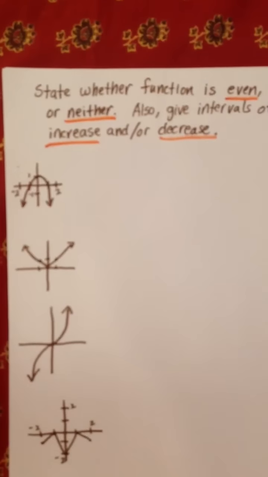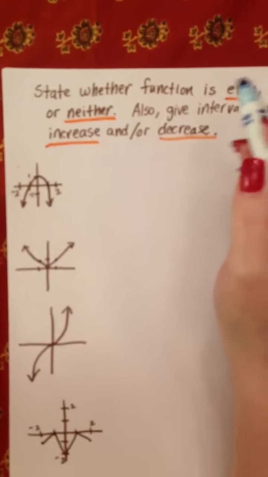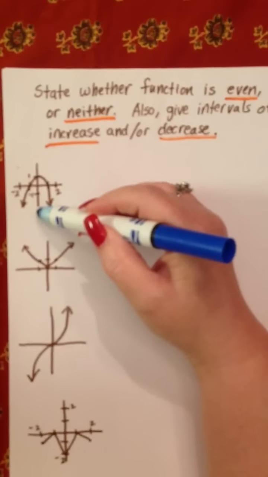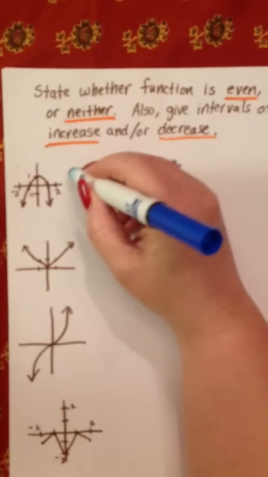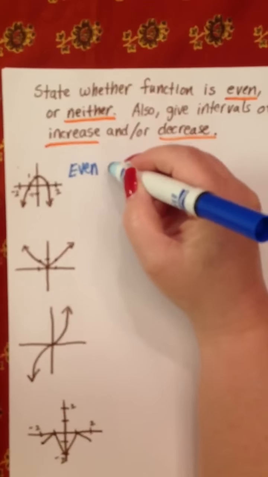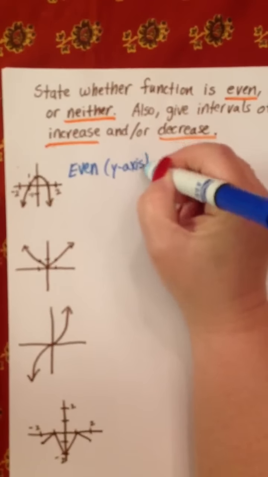Alright, on our first little thing here, sorry I can't exactly read all the directions, but it says state whether the function is even, odd, or neither, and also give intervals of increase and/or decrease. So the first function here looks to be a parabola, and if you folded it over the y-axis, it would have symmetry over the y-axis, which means it is an even function. If it has symmetry over the y-axis, then it is even, okay?